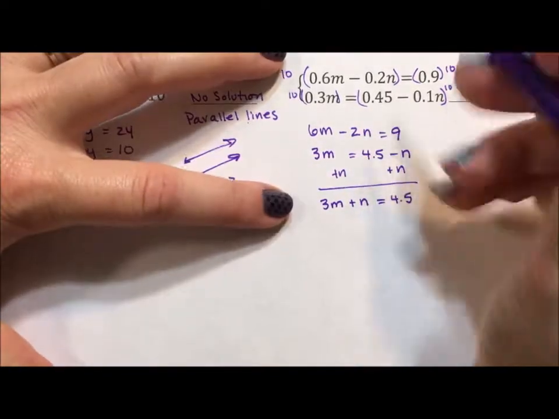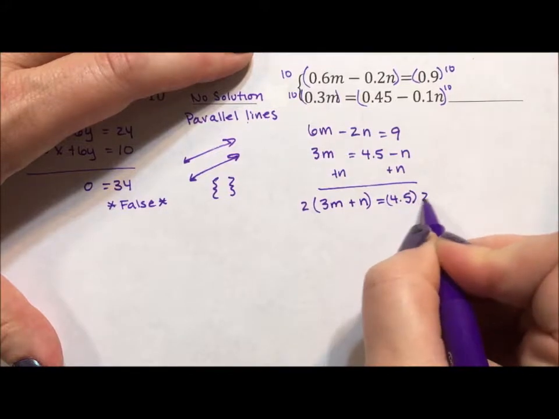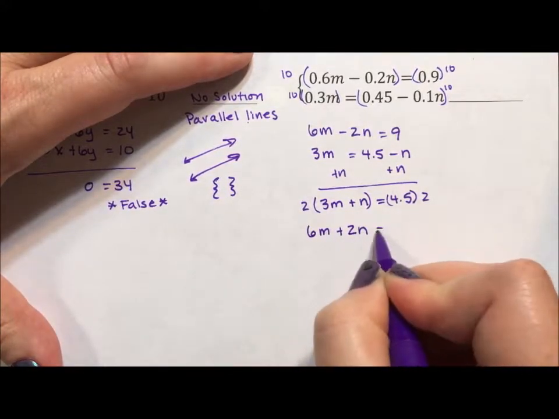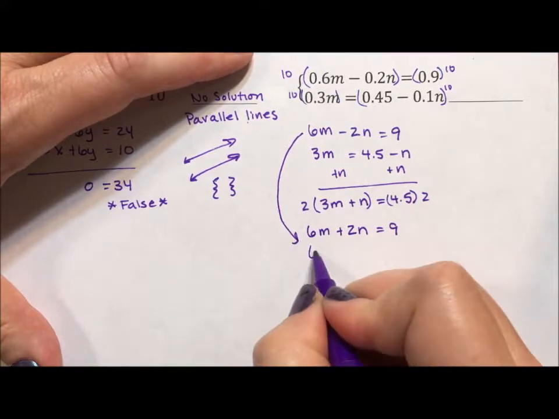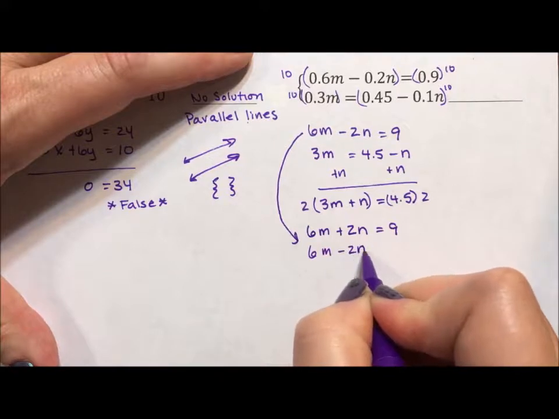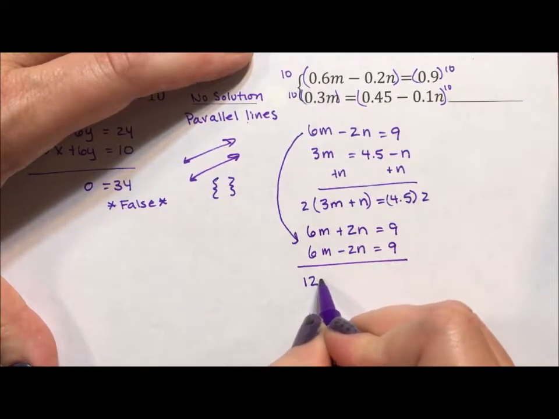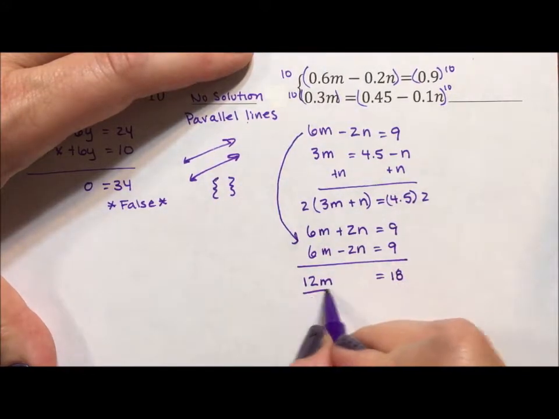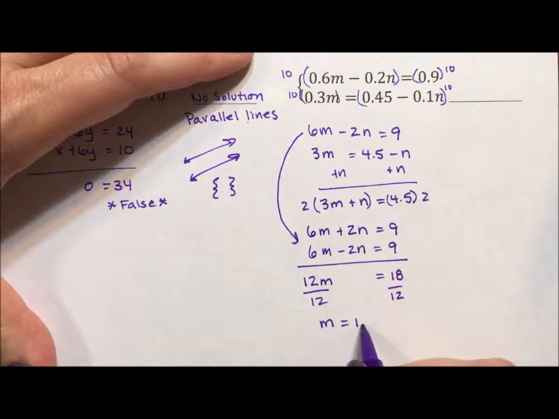So if I multiply this through by 2, I get 6m plus 2n equals 9. And then I'm going to bring this down, my first equation, which was 6m minus 2n equals 9. And when I add down, I get 12m equals 18. I'm going to divide by 12, and I'm going to get that m is equal to 1.5.